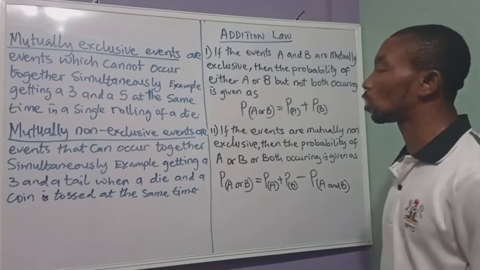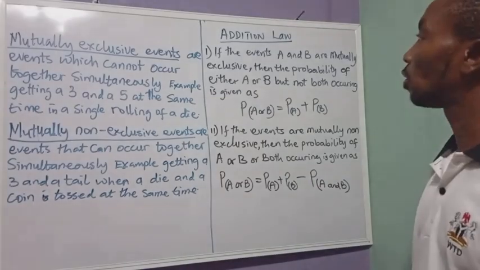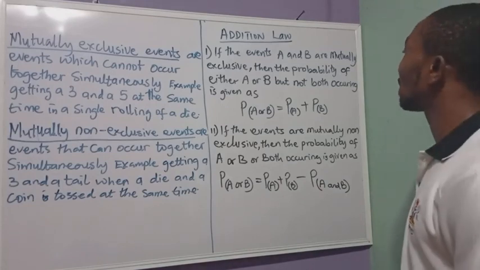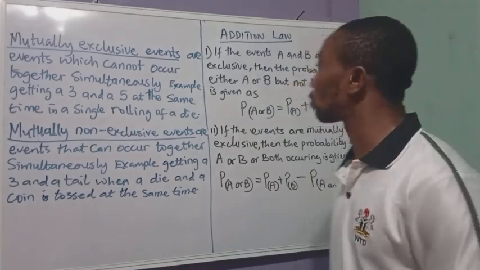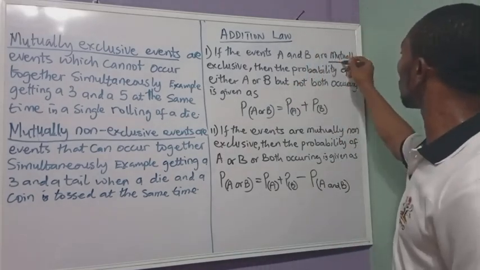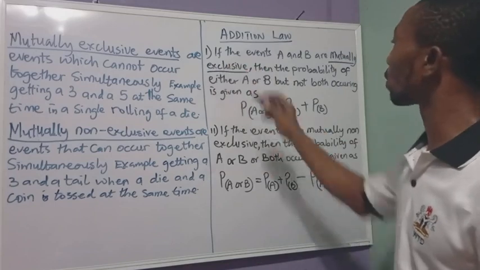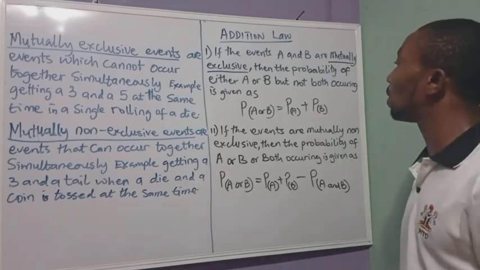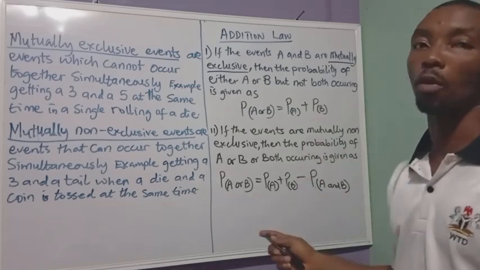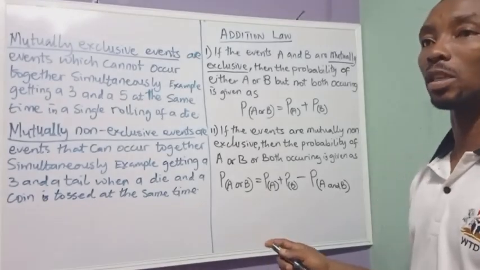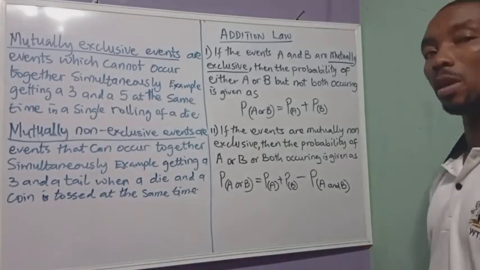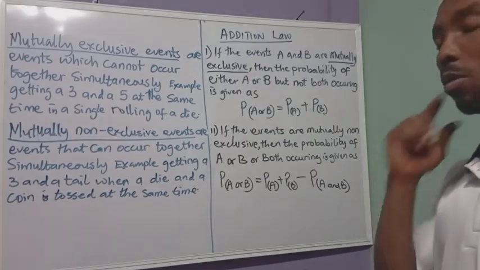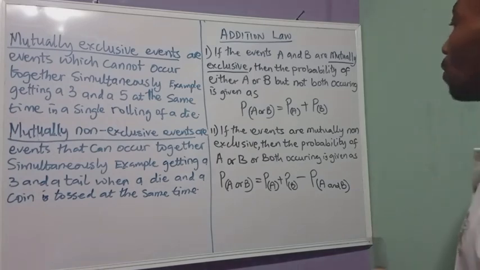Now looking at the addition law of probability. If the events are mutually exclusive, let's take note of that, then the probability of event A or B but not both of them occurring will become the probability of A plus the probability of B.